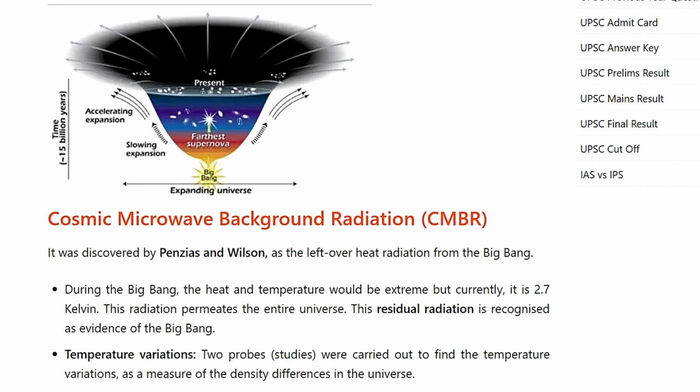Temperature variation. Two probe studies were carried out to find the temperature variation as a measure of the density differences in the universe.